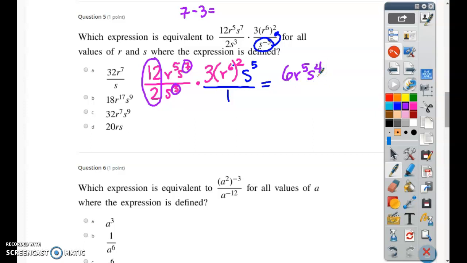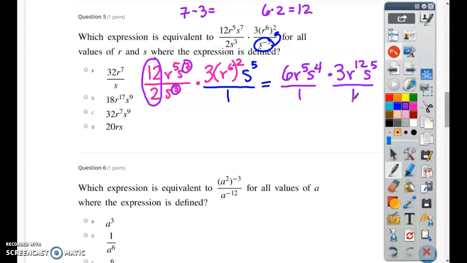Right? Times, there's nothing at the bottom anymore. There's nothing at the bottom. So you can put a 1 if you want to. The 3 stays there. And these two multiply. What's 6 times 2? 12. So now this r is 12. And then the s stays by itself, s to the 5th power, all over 1.